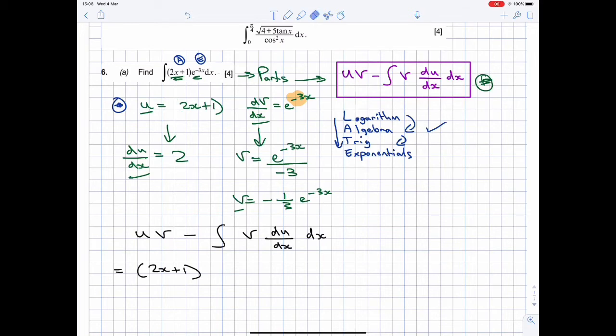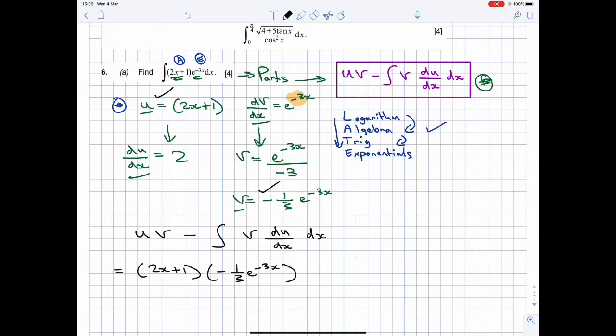So we've put this letter in, and then we've got v, which is this one here, minus 1/3 e to the minus 3x. So I'm just going to slot that into my formula.